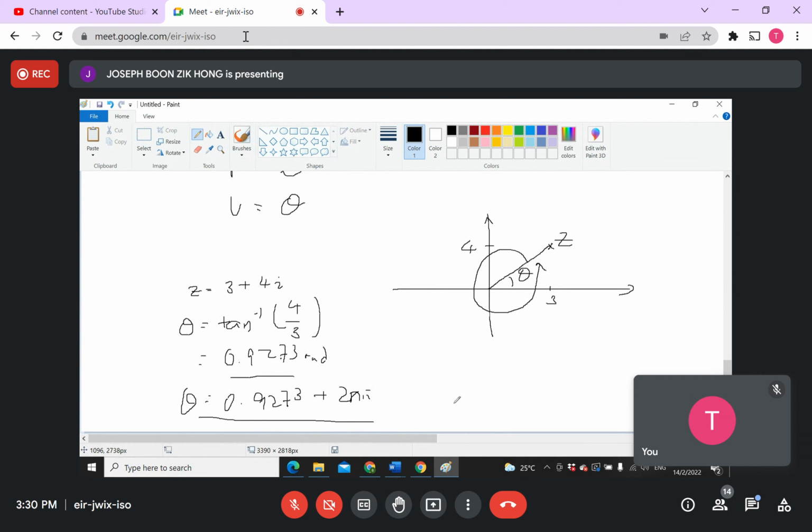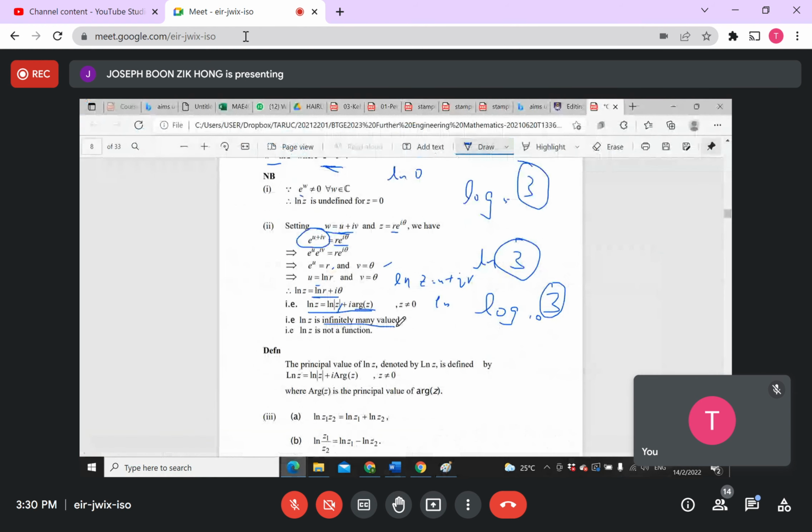Okay, if you try n equal to 1, that means 0.9273 plus 2 pi. If you get the tangent of this one, you will get back the 4 over 3. That means you will get back the same position here. So it depends on how many times you turn. So your argument will have infinite answers. So that's why they said infinitely many values.